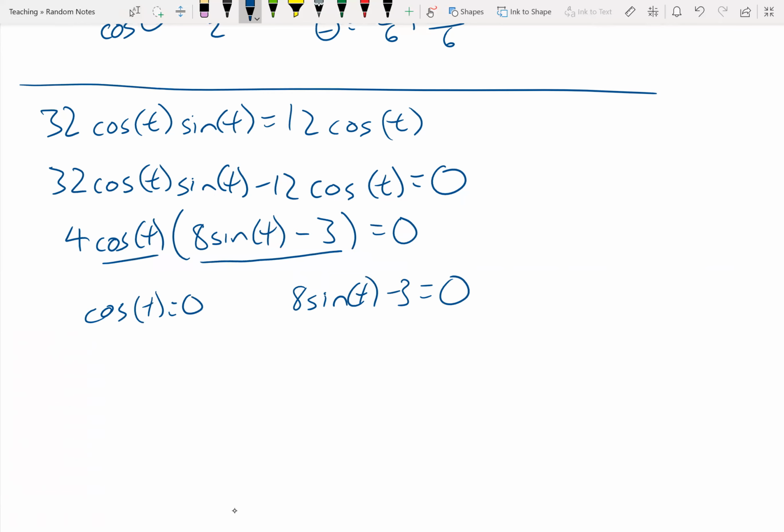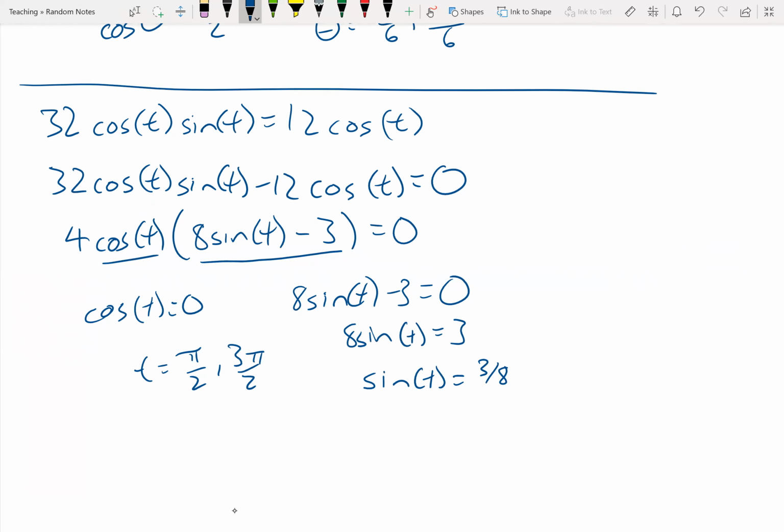Cosine t is 0 when t is pi over 2 and when t is 3 pi over 2. X is 0 on the y-axis, and the values on the y-axis are pi over 2 and 3 pi over 2. Now for the other one, I need to solve that for sine t. I've got 8 sine t equals 3. Add 3 to both sides. Then we're going to divide by 8. So 3/8.